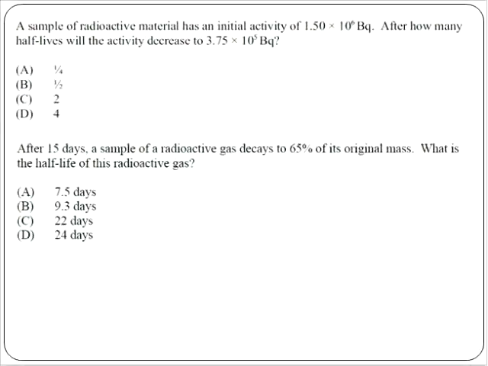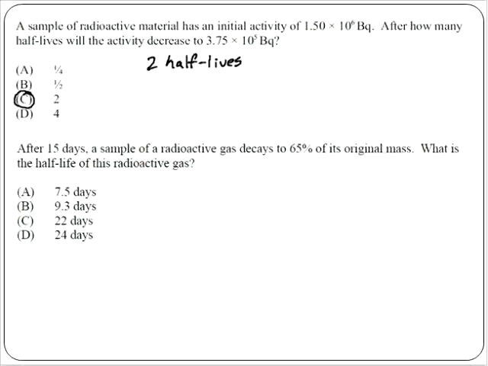Next one. We got an initial activity of 1.50 times 10 to the 6. After how many half-lives will the activity decrease to that? Well, let's do the division again. Okay, I got 1.50 times 10 to the power of 6. Divide by 2. That's 750,000. Divide by 2 again, and I get 3.75 times 10 to the 5. That would be 2 half-lives. In other words, it's been cut in half twice. So the answer is C.